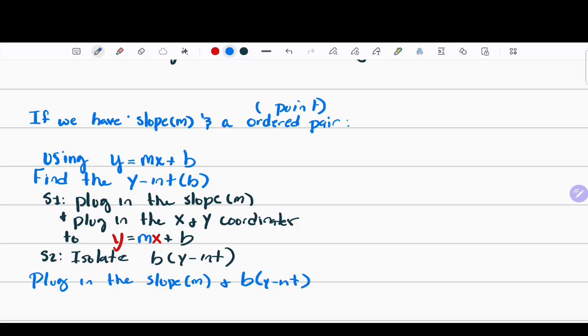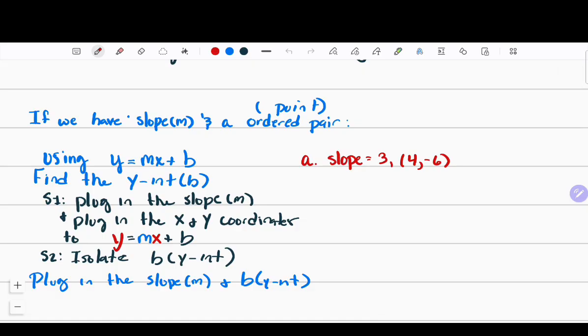Let's try it out. So the problem will go like this. It'll say, find the equation of a line that has a slope of 3 and passes through the point 4, -6. Let's go through.